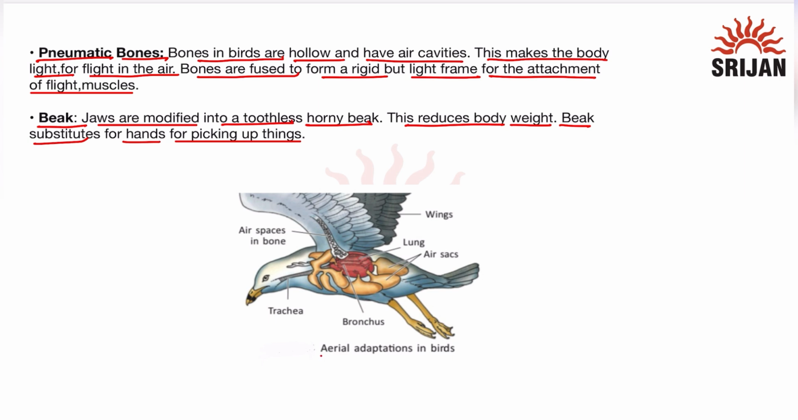Now we can see this figure which shows the aerial adaptations which are present in birds. This shows the trachea, this shows the bronchus, this shows the air spaces that are present in bone that makes the bird body light and they can fly easily. This shows the wings that help the bird to fly. This is the lung where exchange of gases will take place, and these are the air sacs, which are also filled with air that make the bird's body light and they help the bird to fly in the air.